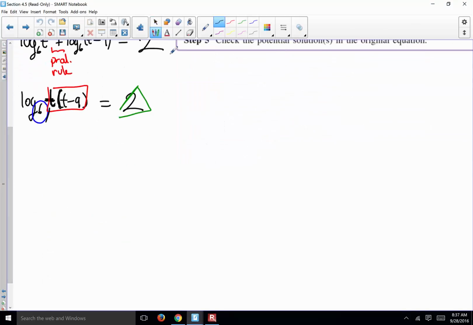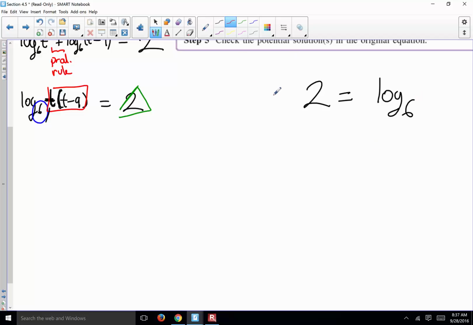Alright. All you need is one logarithm on the left, one logarithm on the right, so you can cross them out. But I don't have a logarithm here. Can you turn 2 into a logarithm with the same base? How can I write 2 as a logarithm of base 6?